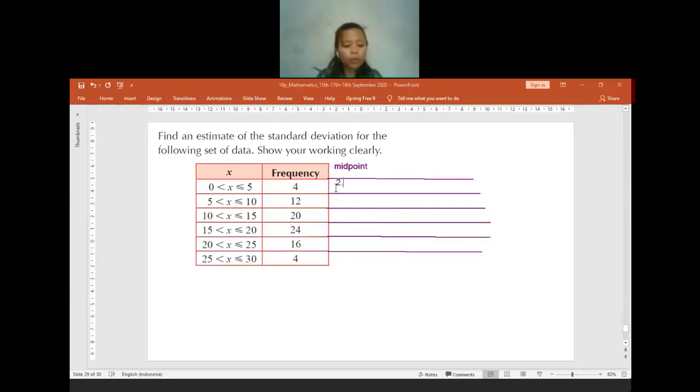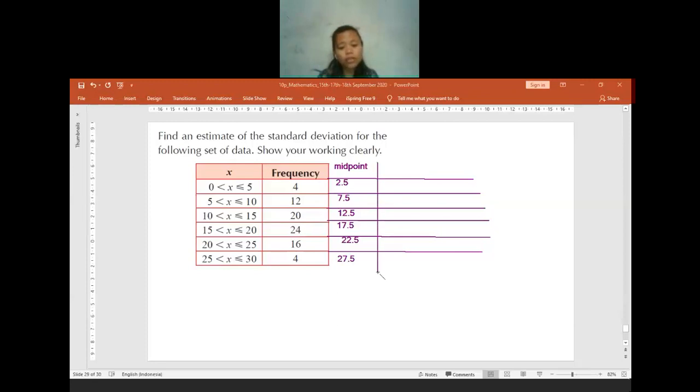So for finding the midpoint, the first thing that we have to do is find the midpoint first. Correct. It was 2.5. After 2.5, it will be 7.5. After that, we have 12.5, and then 17.5. After 17.5, we will have 22.5, and then the last one will be 27.5.